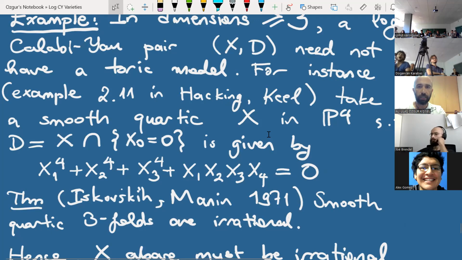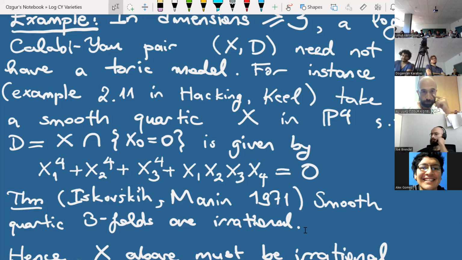You take a smooth quartic in P4 such that the intersection with one of the coordinate hyperplanes is like the one below. Now it's a classical theorem of Iskovskikh and Manin that smooth quartic threefolds are irrational. Historically, this was one of the first examples where one could produce unirational varieties that are not rational, so counterexamples to Lüroth's problem in dimension 3.